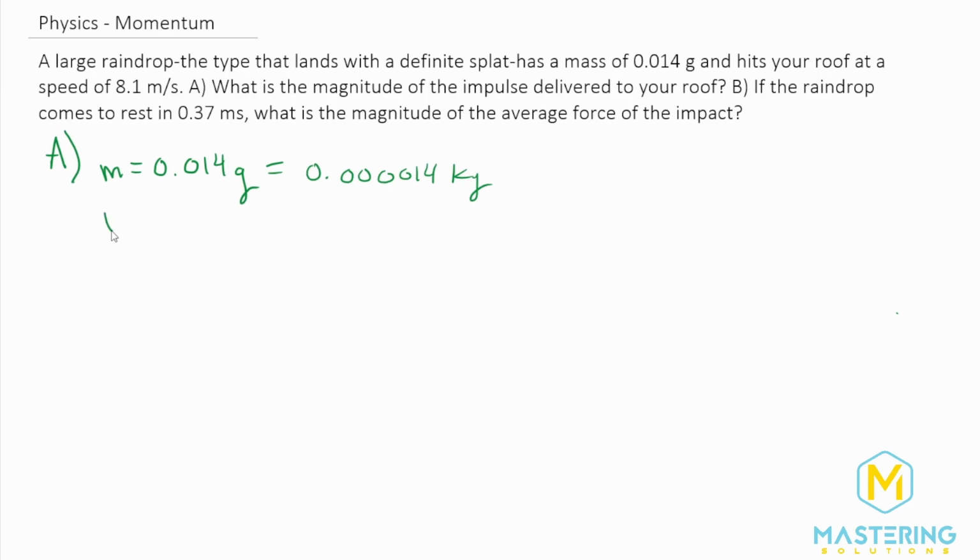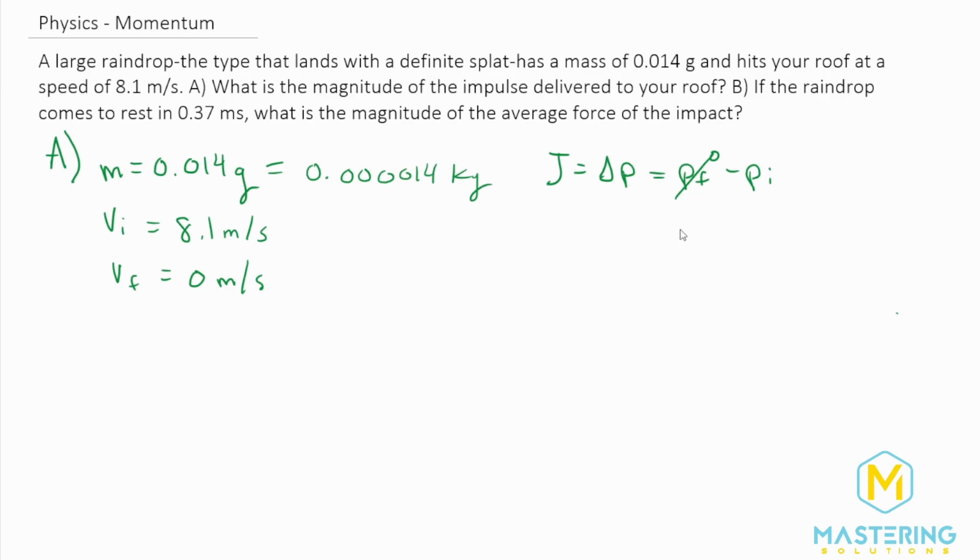And now they say the initial velocity is equal to 8.1 meters per second. So now let's talk about what impulse is. It's obviously the change in momentum. So change in momentum is equal to the final momentum minus the initial momentum. If we think about conceptually what's happening, the final velocity of the raindrop is 0. Now be careful doing that because we have to make sure that our sign is correct. Because if you remember, momentum and impulse have a vector component, so the sign has to be correct, notating which direction it's going.